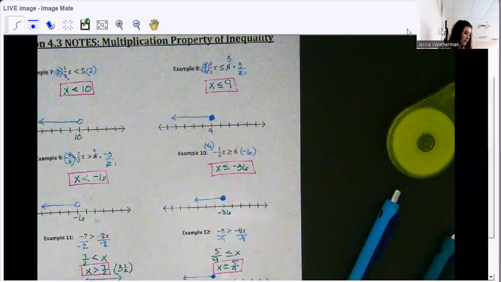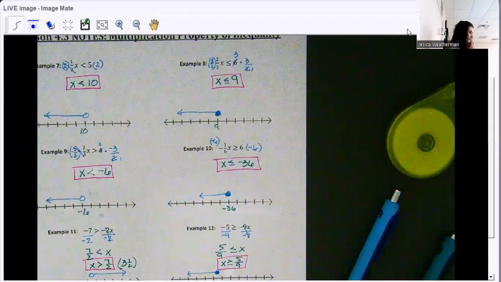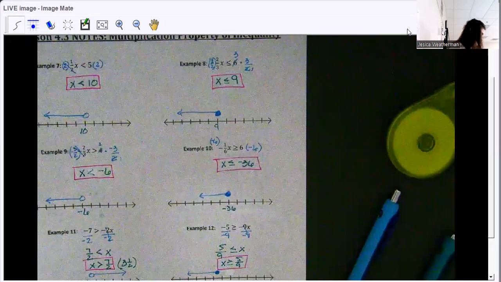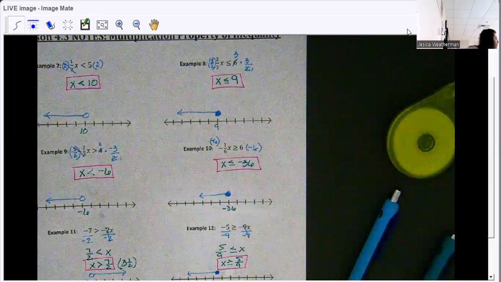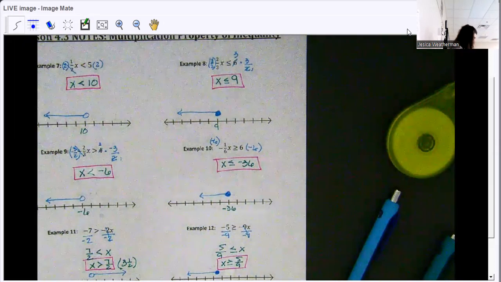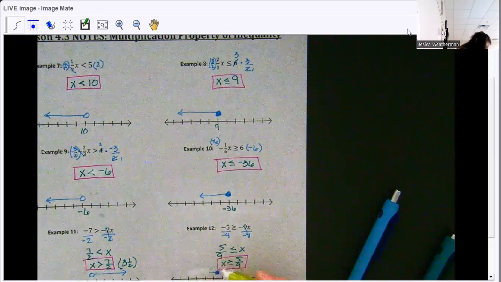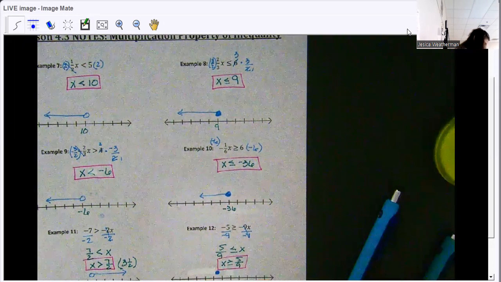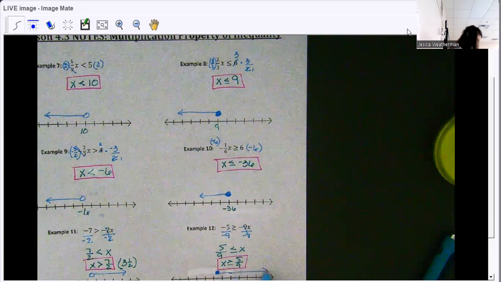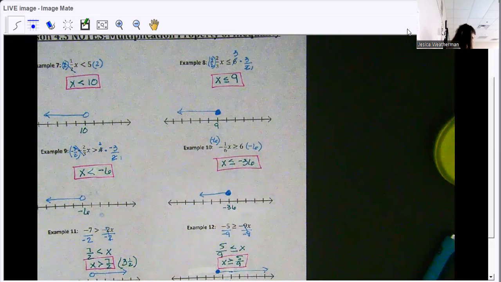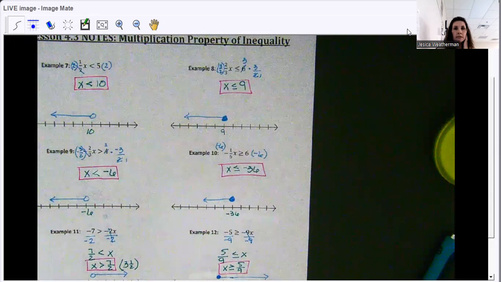Okay, go ahead and check examples 8 through 14. Oh, this one's arrows going in the wrong direction. It's greater than or equal to. Okay, any questions? All right, that concludes lesson 4.3.